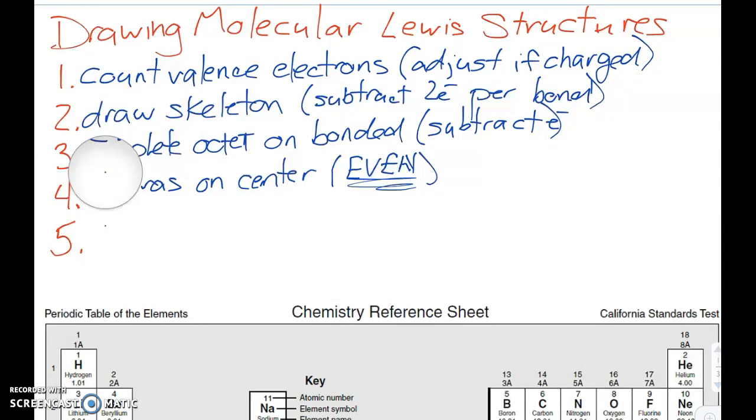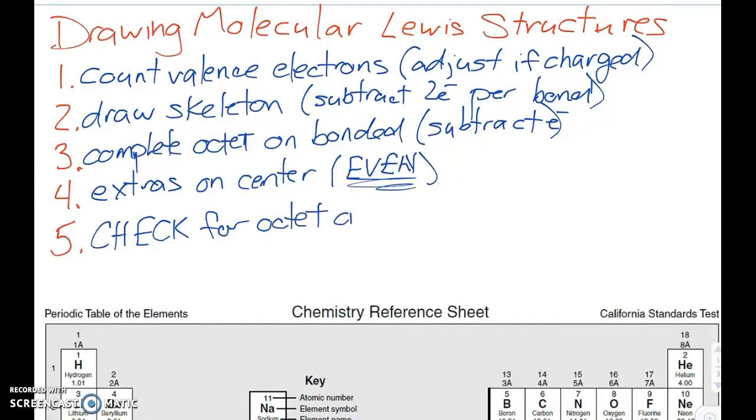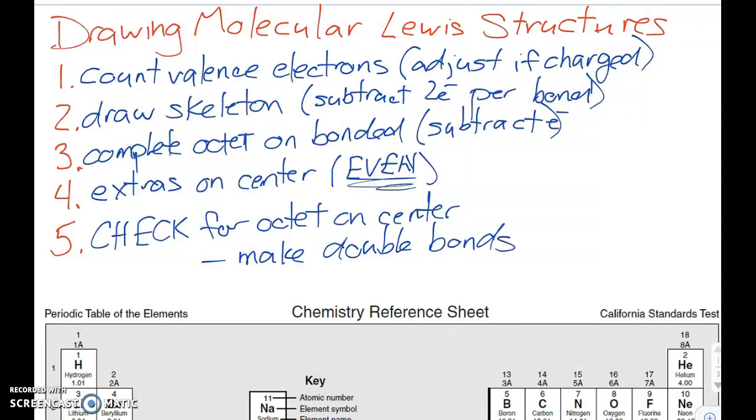Okay, and then I'm going to say the last step would be to check. Check for octet on center. Make double bonds if not. So you're going to check that the center atom has an octet, and if not, you need to end up making some double bonds to redistribute some of those valence electrons. So here's our 5 steps.